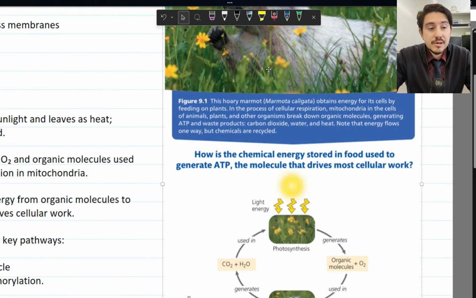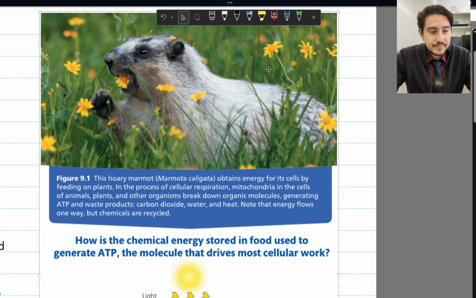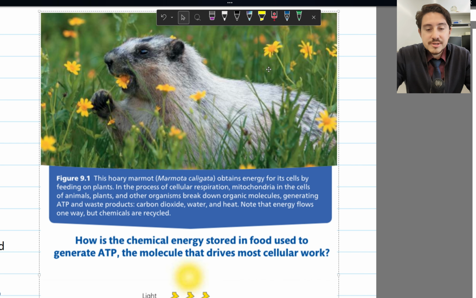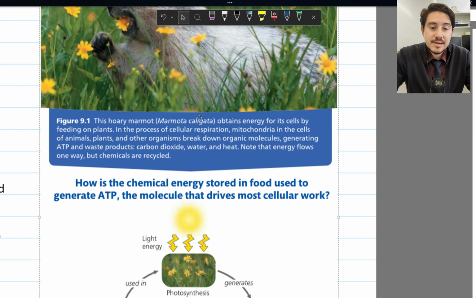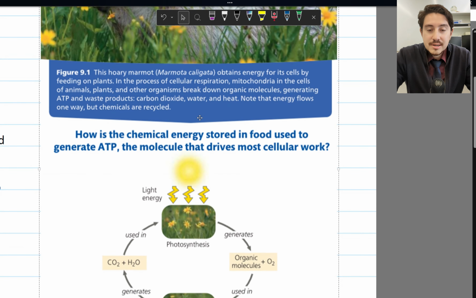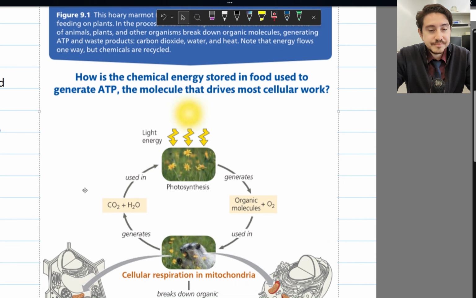And you can see here, figure 9.1. You have this animal here, the hoary marmot, Marmota caligata, which obtains energy for its cells by feeding on plants. In the process of cellular respiration, mitochondria in the cells of animals, plants, and other organisms break down organic molecules, generating ATP and waste products: carbon dioxide, water, and heat. Note that energy flows one way, but chemicals are recycled.